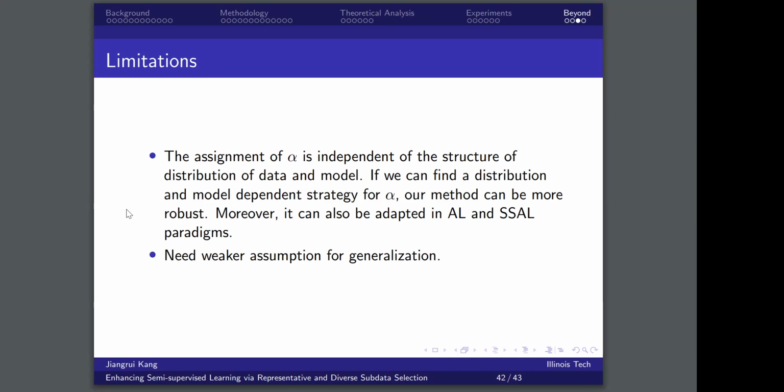And also it needs a weaker assumption for generalization, because sometimes data may not satisfy the RKHS assumption, which is not mentioned here, but it's mild. We need a weaker assumption for generalization in more scenarios.